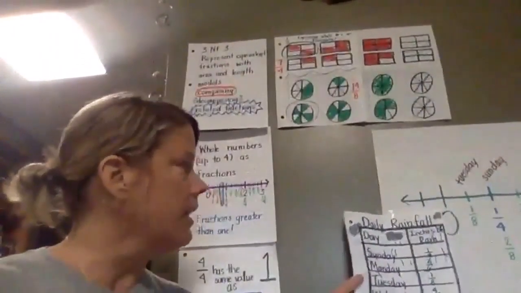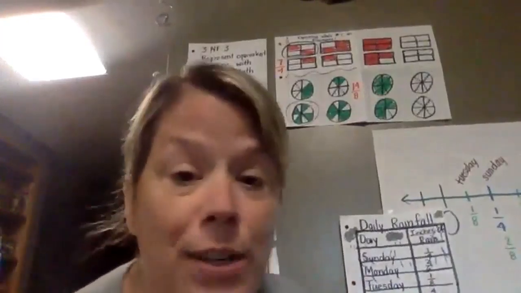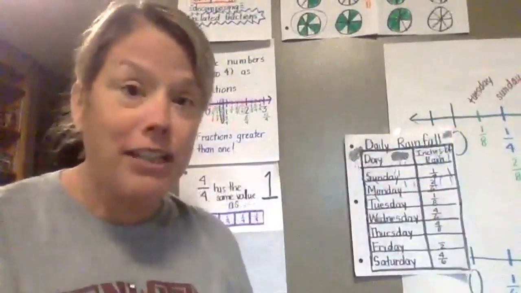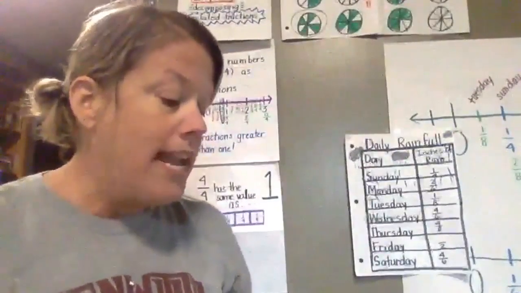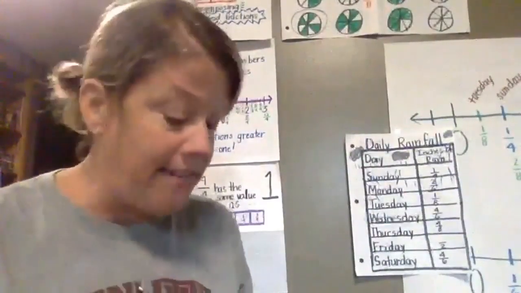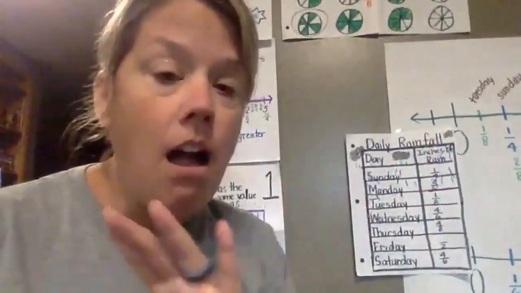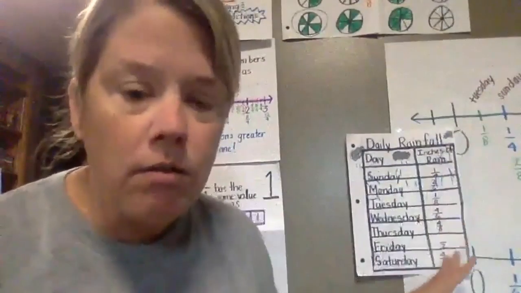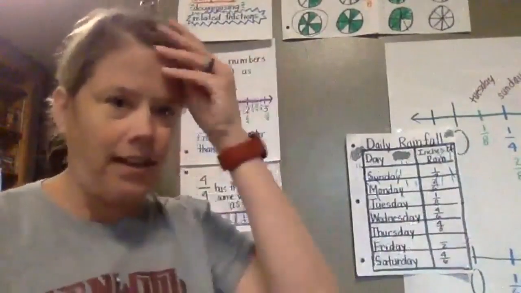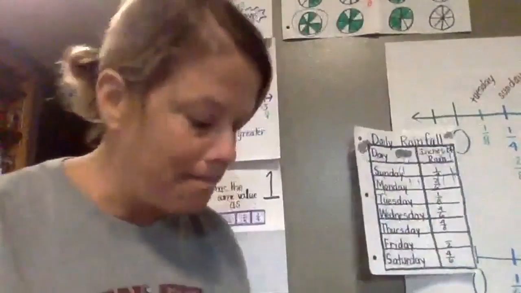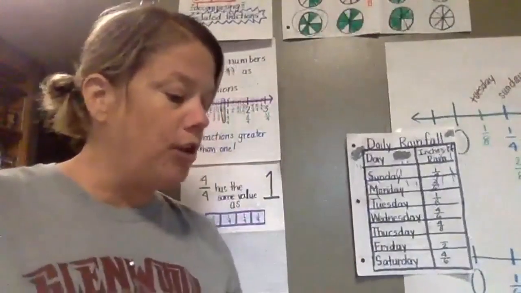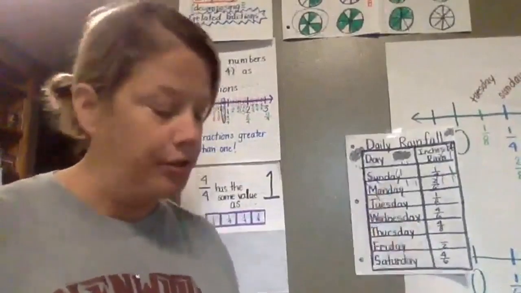Okay. So here's our problem. Miss Street's class, that's you guys, wanted to predict the amount of rain that fell over the week. So we made predictions, but again, this is not real. It's a made-up problem. The chart below shows their data. Well, the chart on the wall shows their data.